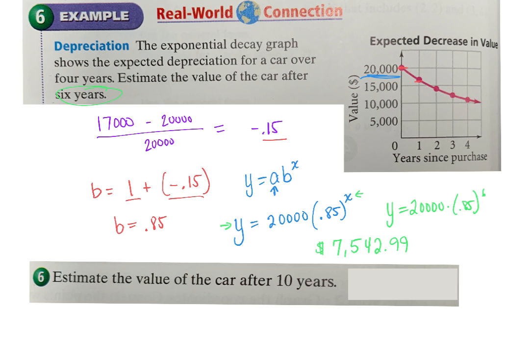$7,542.99 to be exact. All right. Go ahead and calculate it after 10 years.